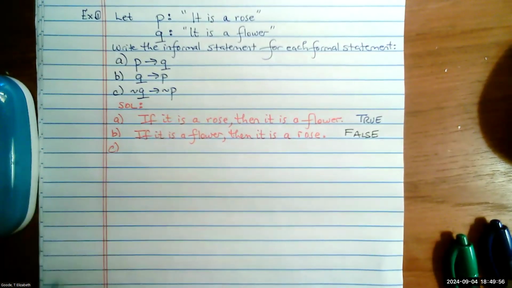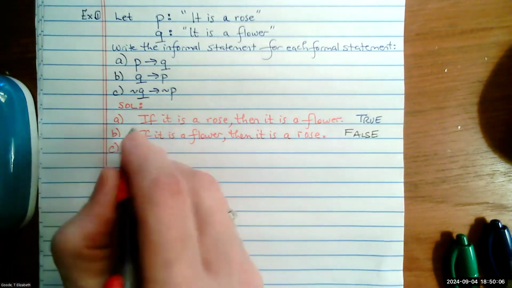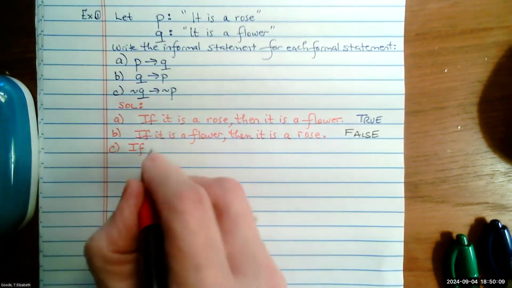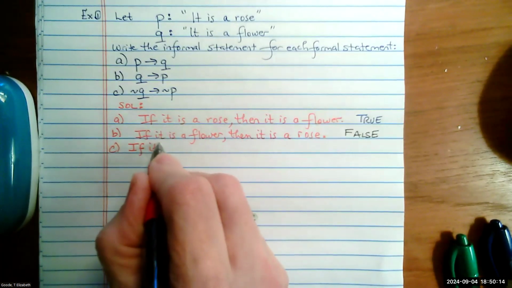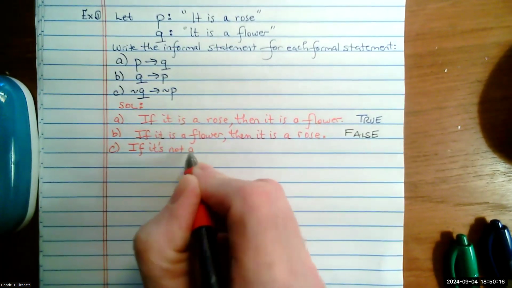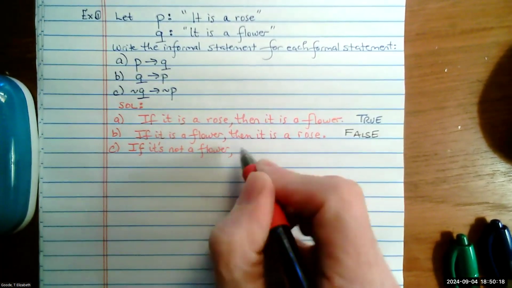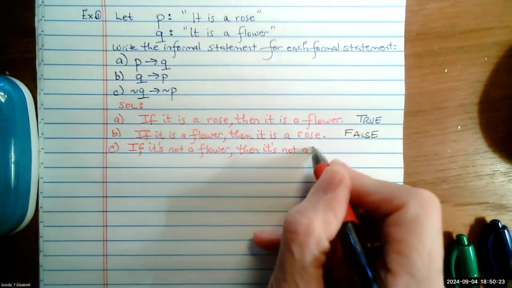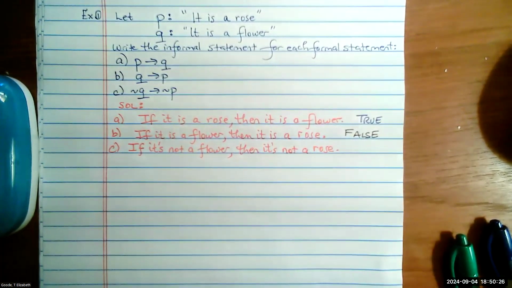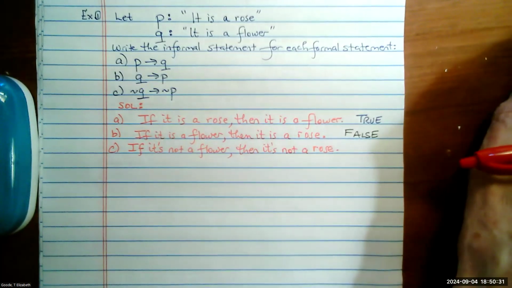How about C? Anybody? Is it if it is not a flower, then it is not a rose? That's right. And you can say it is, or you can say it's. If it's not a flower, then it's not a rose. True or false? True. Sure.